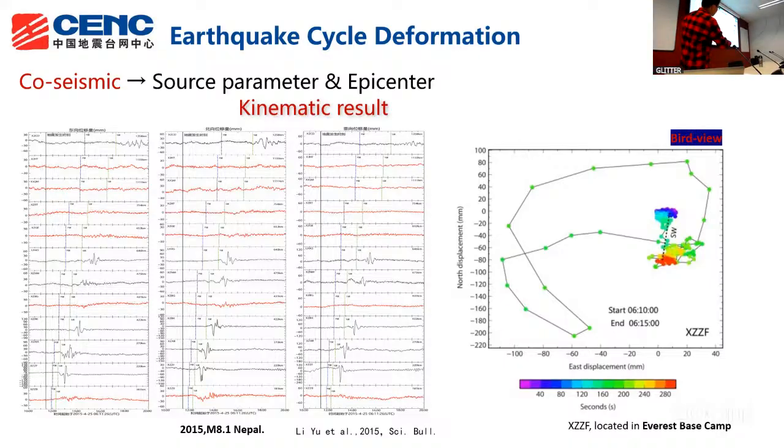Before the earthquake, the location is here. During the earthquake, we had a big shaking. And after the earthquake, it is stable here. So from here to here is the permanent displacement caused by this earthquake.